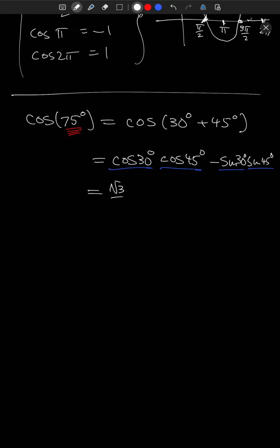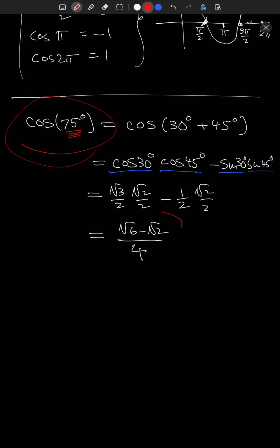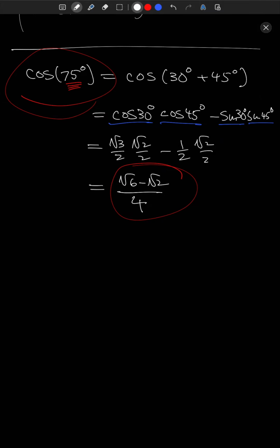Cosine 30 degrees, root 3 over 2. 45 degrees, root 2 over 2. Sine of 30 degrees, 1/2. Sine of 45 degrees, root 2 over 2. So now I just put them together. Let's write this as root 6 minus root 2 all over 4. And we have cosine of 75 degrees now as an actual concrete number. So this new identity, at the very least, allows us to calculate a bunch of new values of cosine that perhaps before we didn't know how to do.